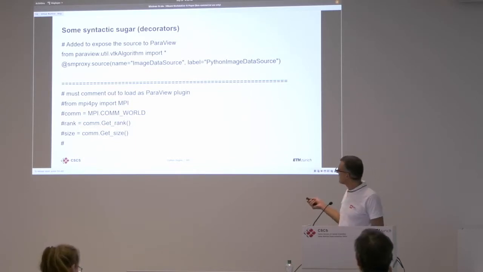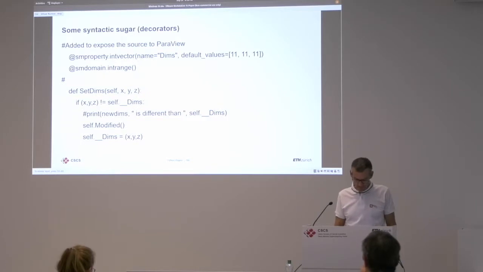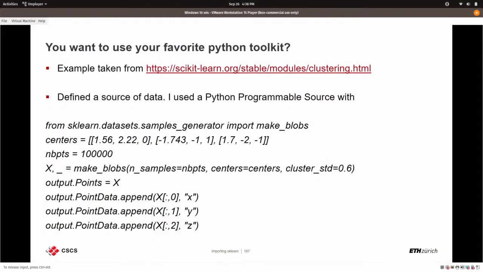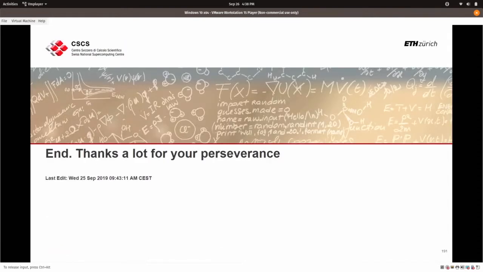Basically, this is about adding the decorators to ParaView. So there's the example of the set dims, exactly as we have in the example. We've seen the example of integrating Python code from the Python scikit repository. And with this, I am finishing here for this afternoon.